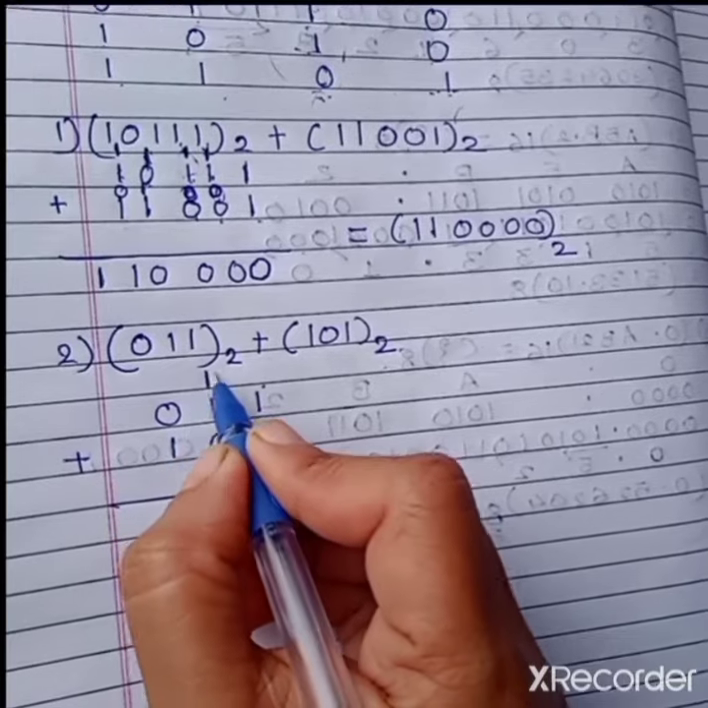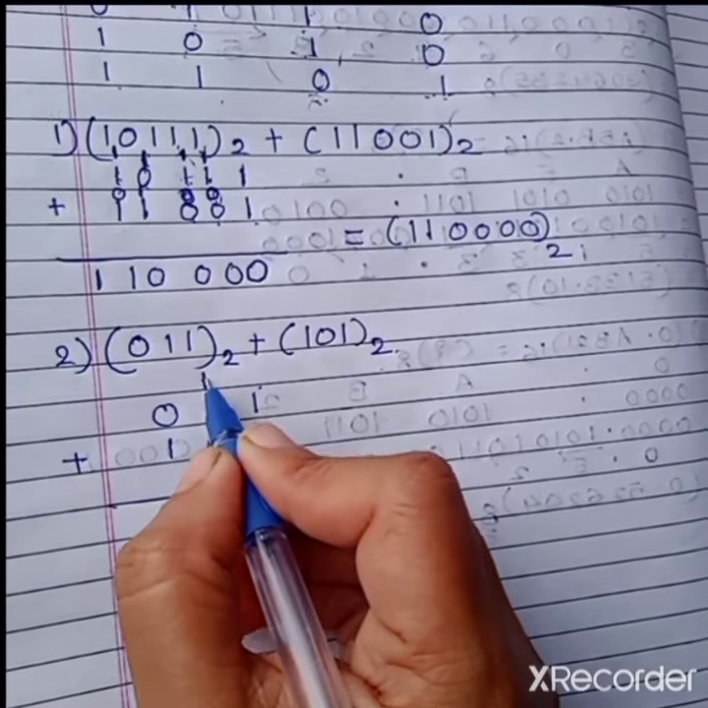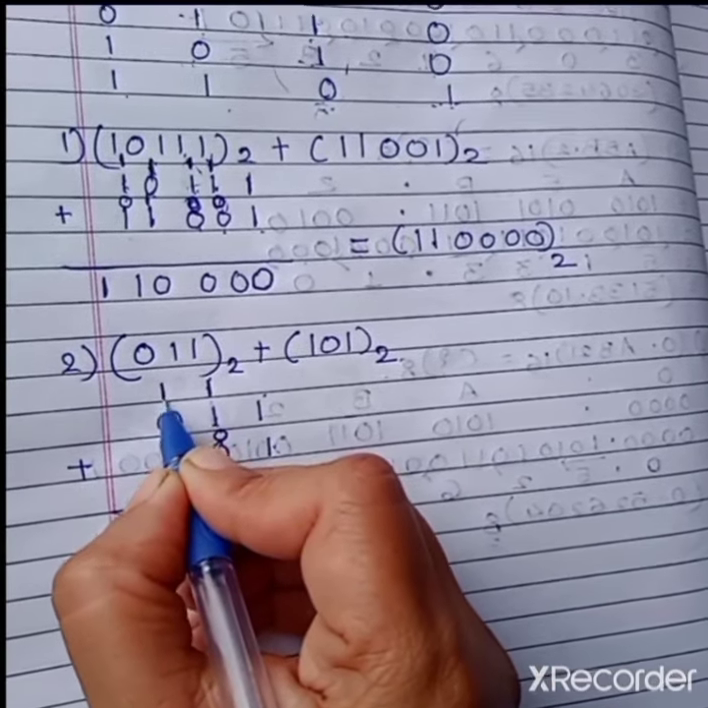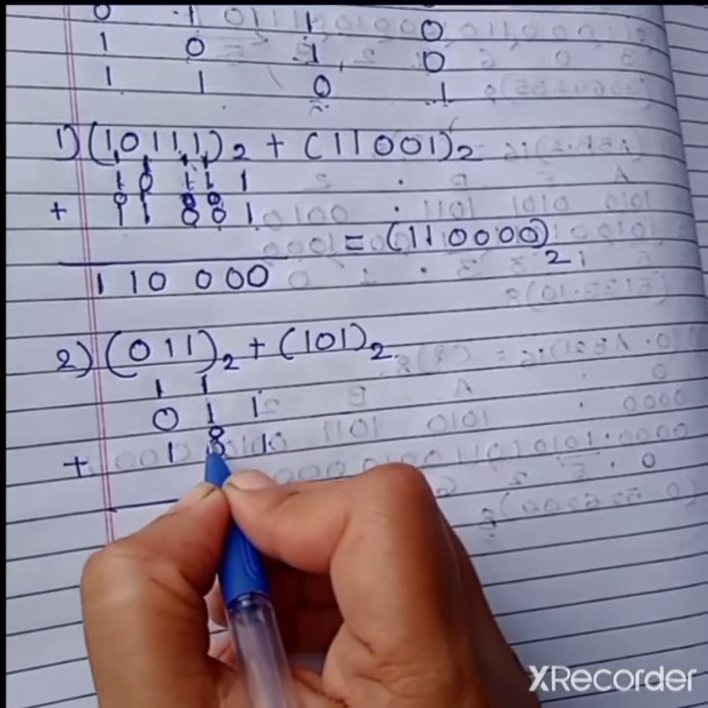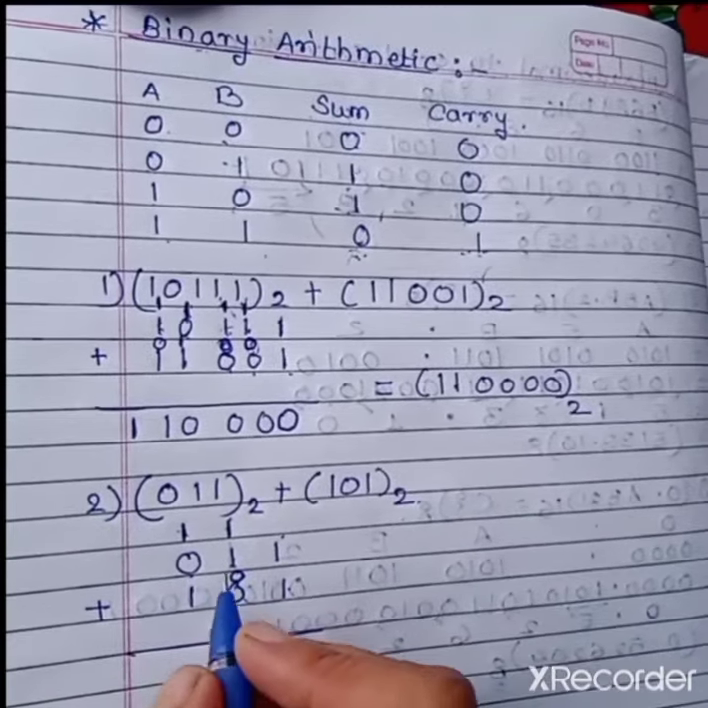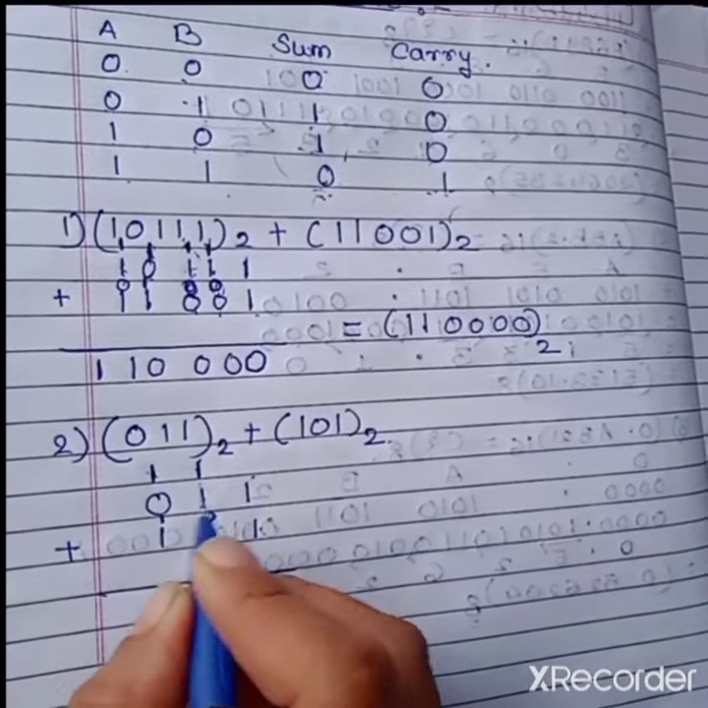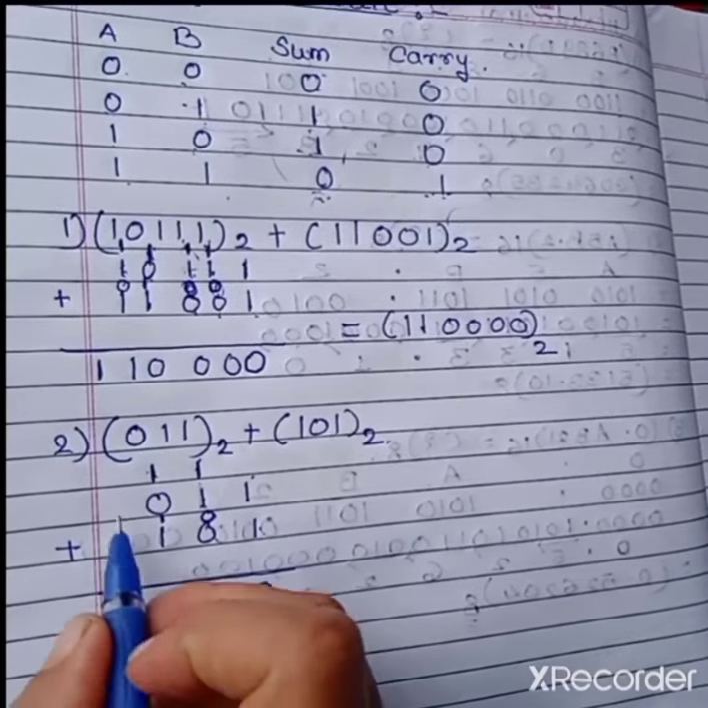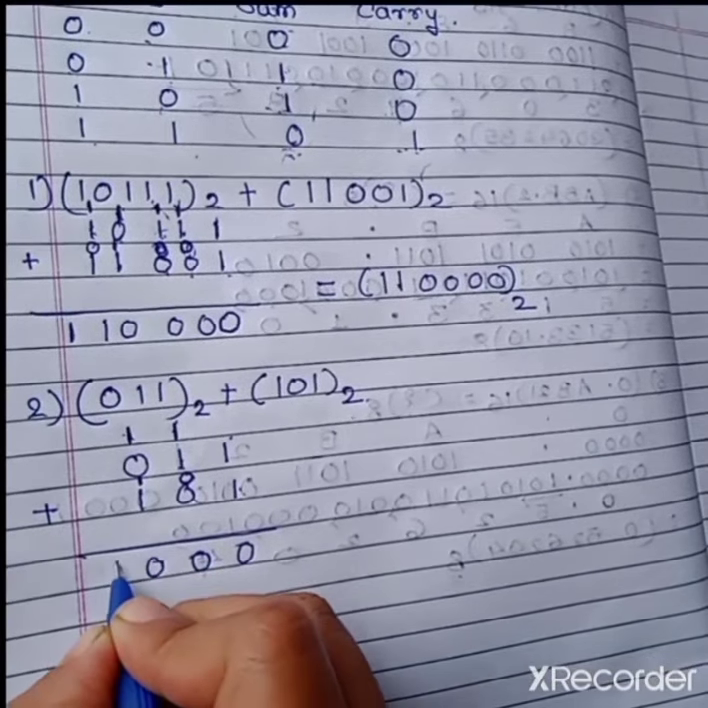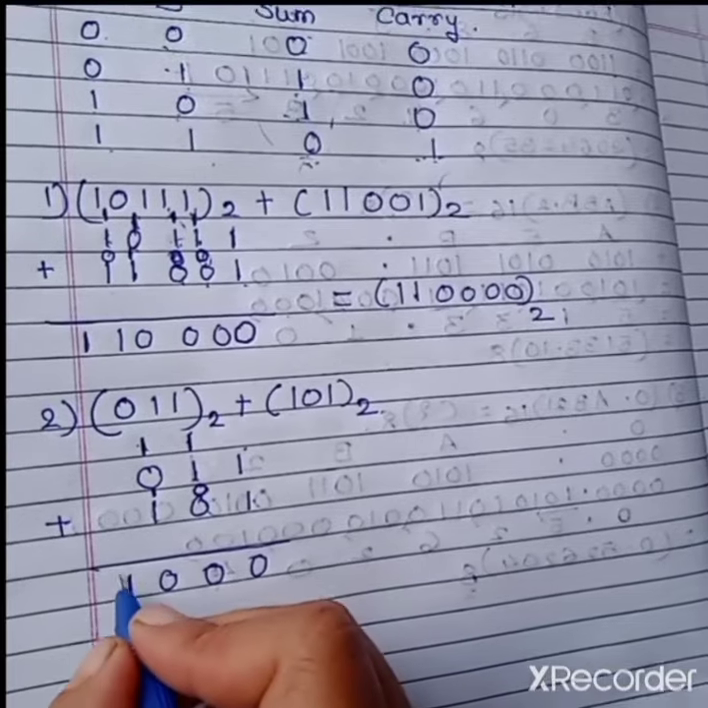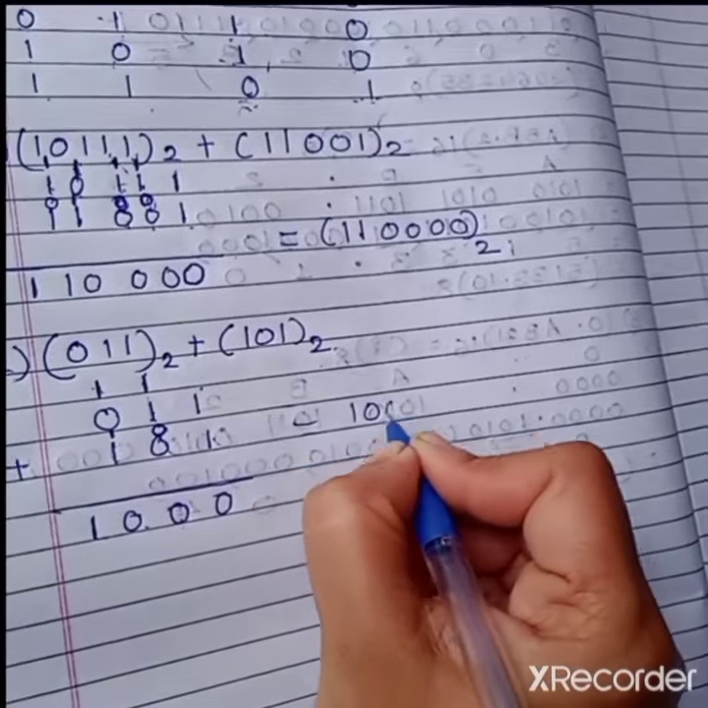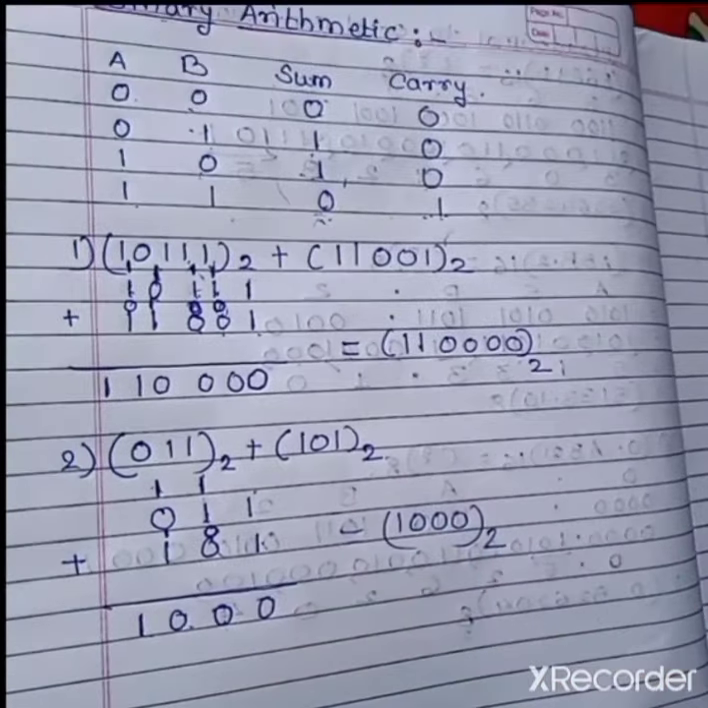Now first perform the addition of this carry and this bit. The 1 plus 1 your sum is 0, right? But carry is 1. That carry will go here. Perform the addition of 0 plus 0, that is 0. Then 1 plus 0 sum is 1 and carry is 0. No need to write 0 carry over here. Now again 1 plus 1 is 0, carry is 1. You can write it here. So the sum is 1 0 0 0. So final answer is 1 0 0 0 to the base 2.